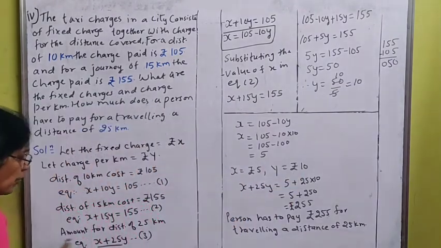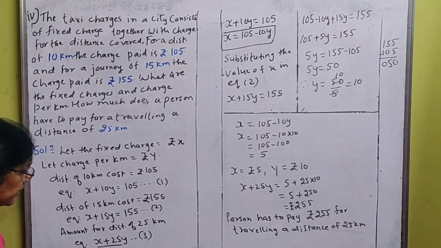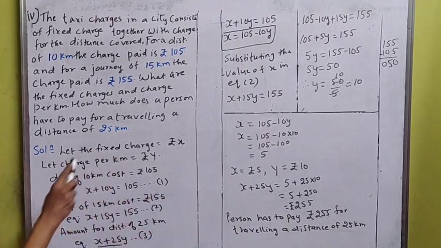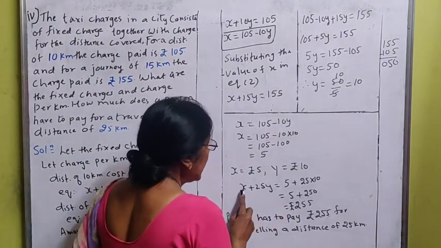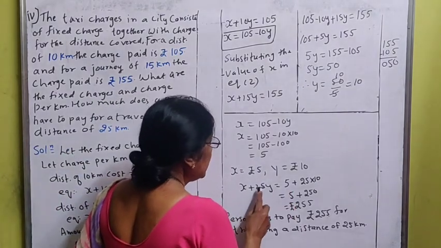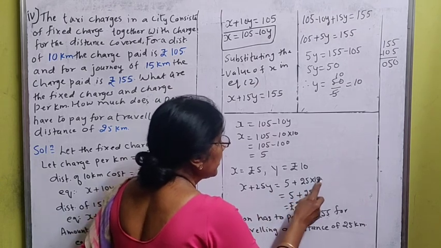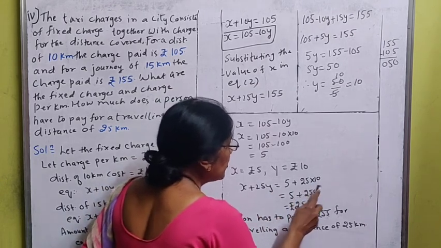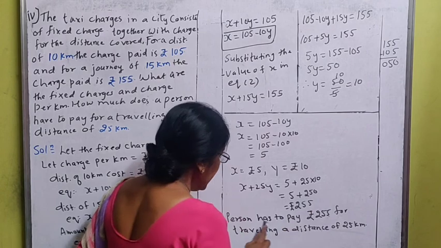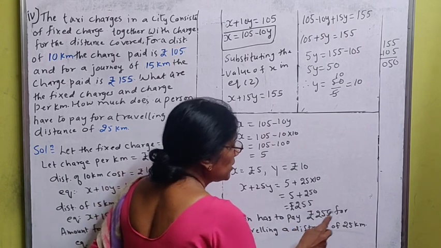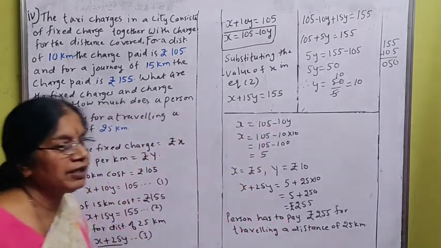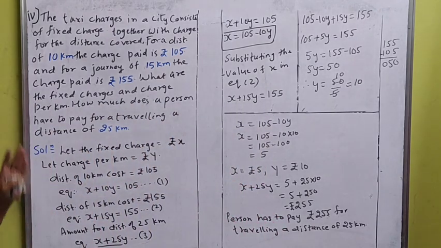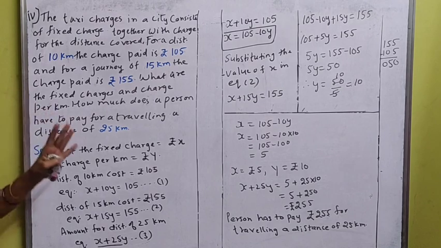Now he tells how much distance that person is traveling: 25 kilometers. For that we will find the amount. So x plus 25y, where x is 5 and y is 10, becomes 5 plus 25 into 10, which is 5 plus 250, equal to rupees 255. So a person has to pay rupees 255 for traveling a distance of 25 kilometers. So you understood this question. You have to read the question and understand it.